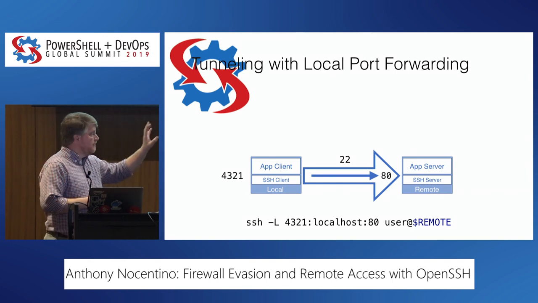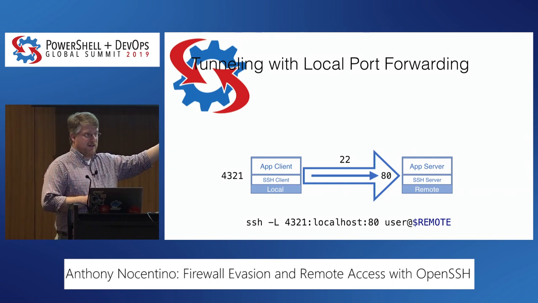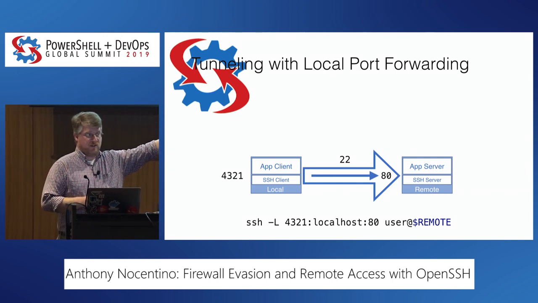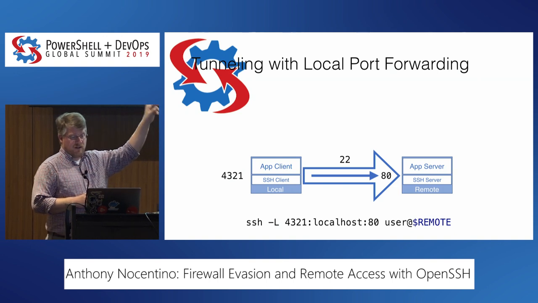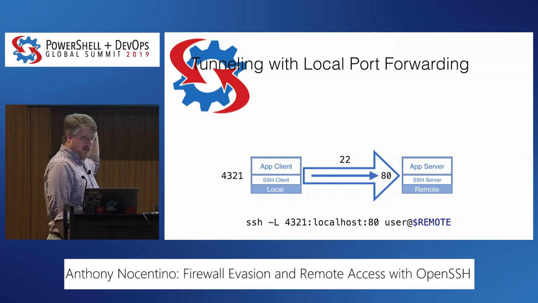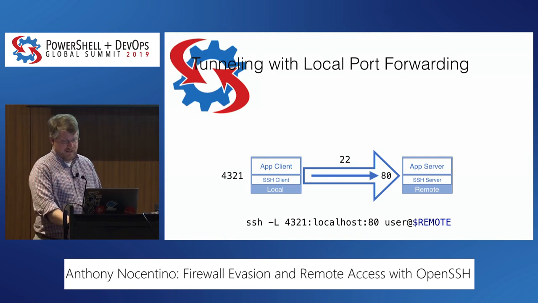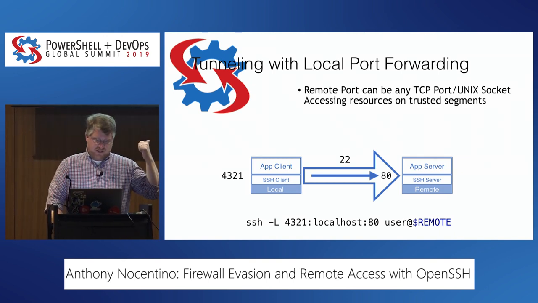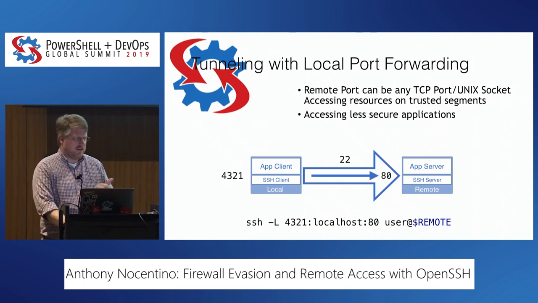So I can then tunnel my traffic through port 22 to get access to that service over the network, right? Even if there's a firewall blocking that on this machine, even on a local machine, if there's a firewall on that host, as long as I can get through 22, I can send any TCP socket or named socket as well through, right? Bananas. So, named sockets, accessing less secure applications.